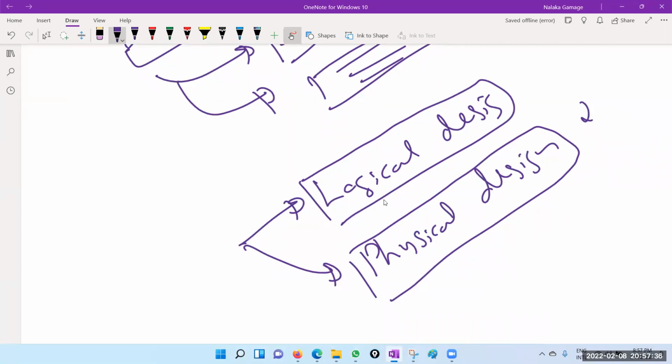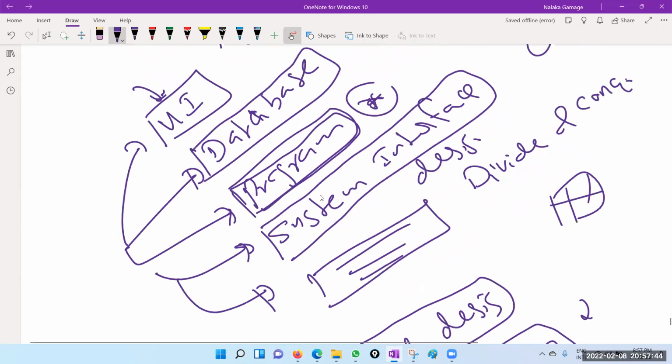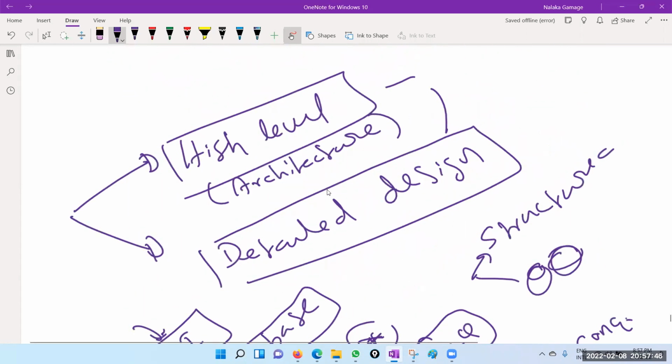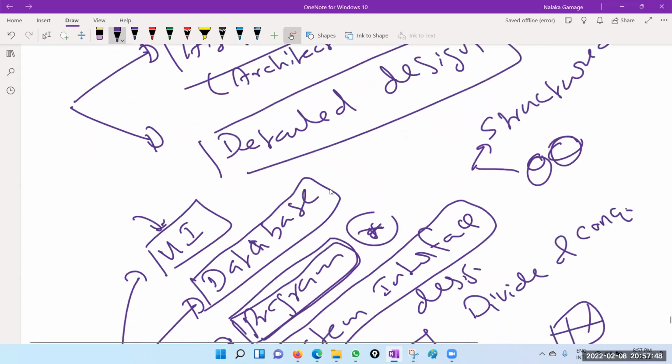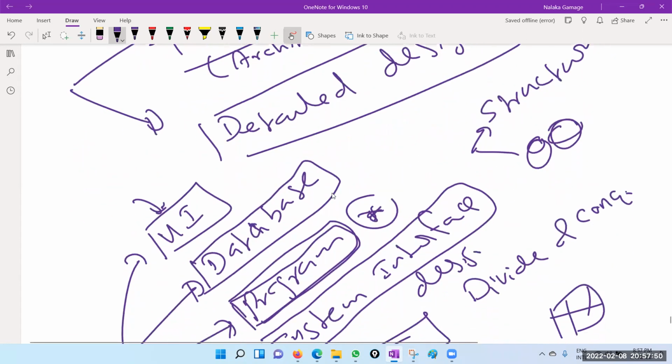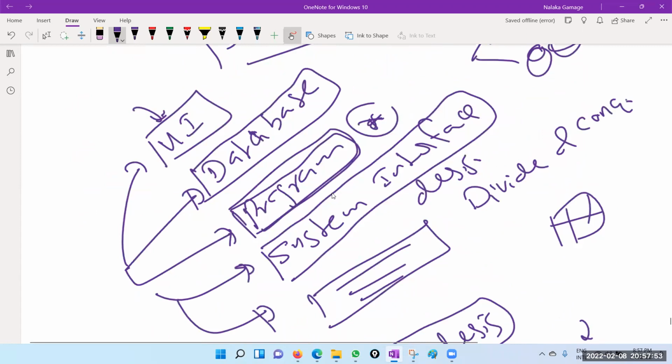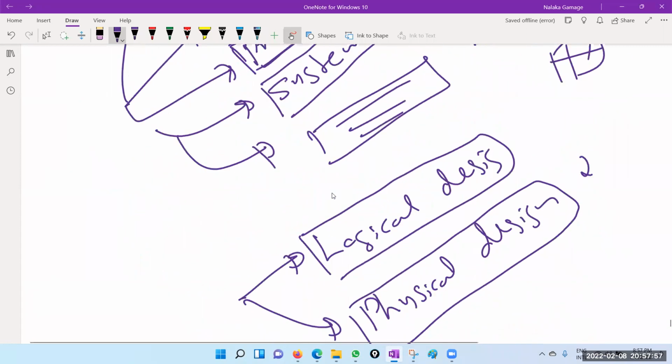So there is a difference between logical design and physical design. Now we can see that there's a concept called logical design and physical design. There's a concept called architecture, or high-level design, and detailed design. And at the same time, we can design different aspects separately while we have the overall idea.